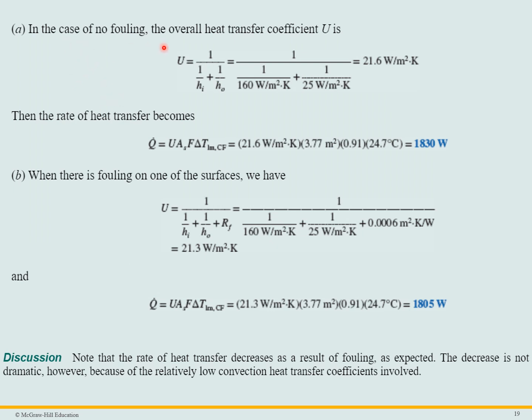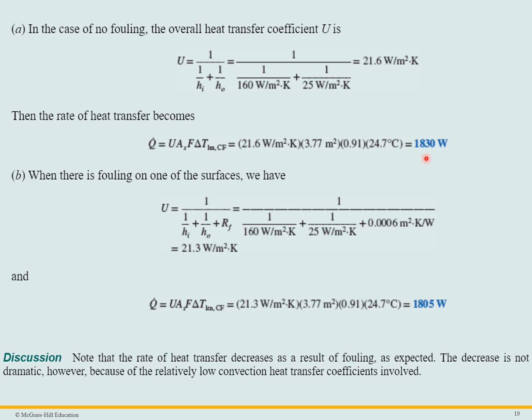So in the case of no fouling, the overall heat transfer coefficient U is given by the following equation. You can calculate it to be 21.6. Then the rate of heat transfer simply becomes 1830 watts, since we know the U value, we know what the area is, we know what the fouling factor is, we know the temperature difference.